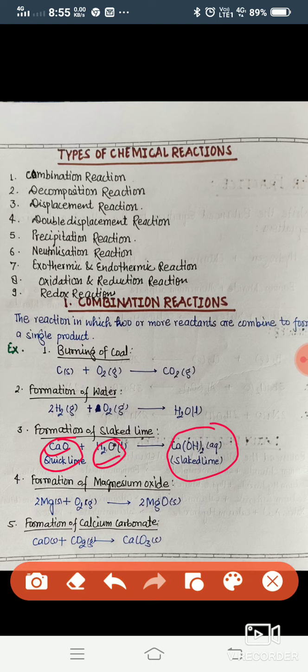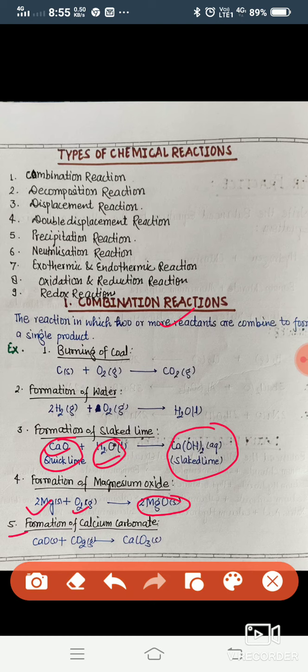Now next, fourth example: if we burn magnesium ribbon in the presence of oxygen, then it forms a white substance, that is magnesium oxide. So here magnesium and oxygen, two reactants, combine to form a single product. So it is also a type of combination reaction.